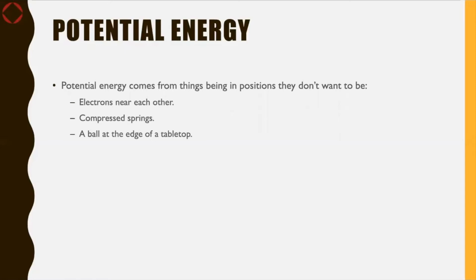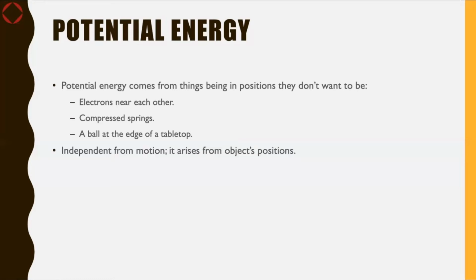Compressed springs: if you imagine a spring and you compress it, it just wants to go away, right? A ball at the edge of a tabletop just wants to fall and go to the ground. 2 magnets with opposite charges want to be together, but you're holding them. So they're like, oh boy, I want to be together. Or if they have the same charge, and you put them together, they're like, I can't stand this other guy, I need to go away from it. So they don't like to be there, and they're fighting to be elsewhere.